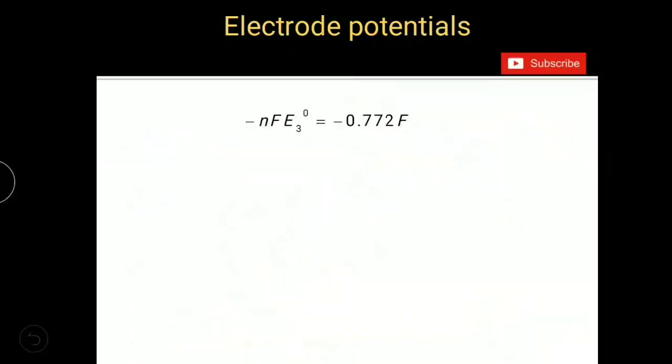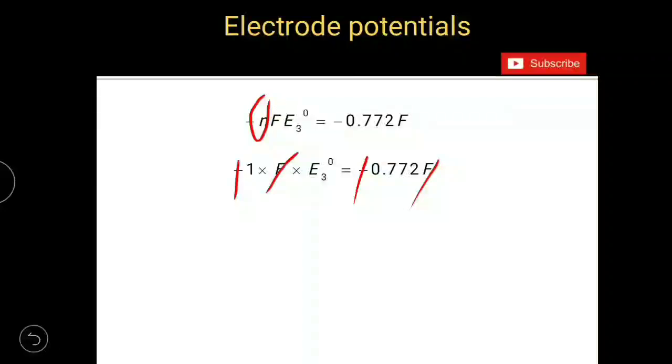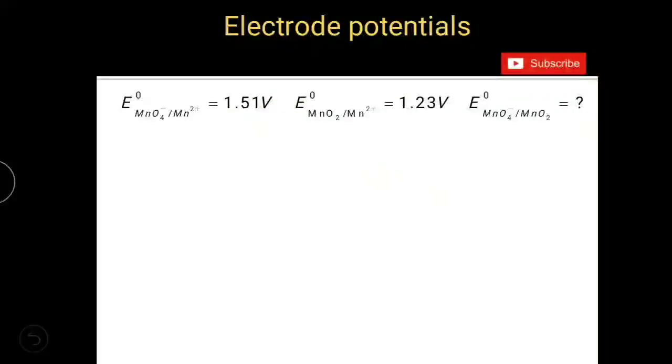So substitute the value of N by 1, then cancel the negative sign, and Faraday is common, cancel it. Then E3 naught value will be equal to 0.772 volts. Let us see one more numerical.